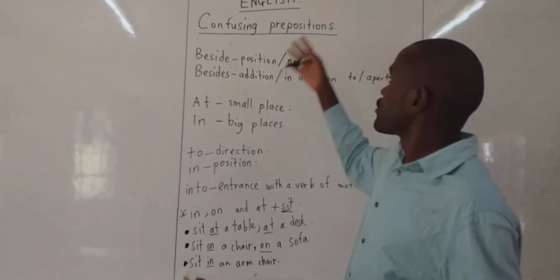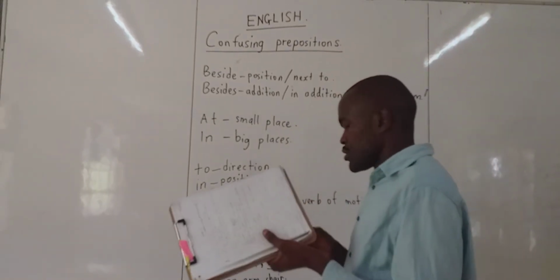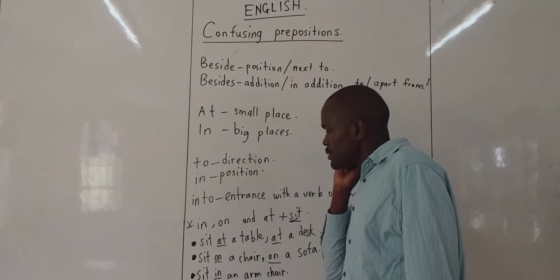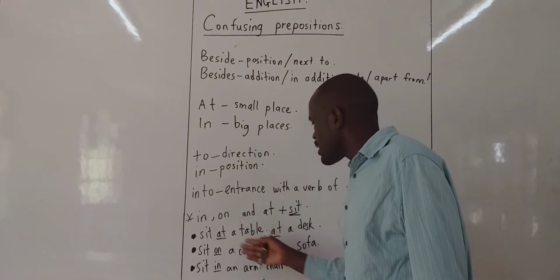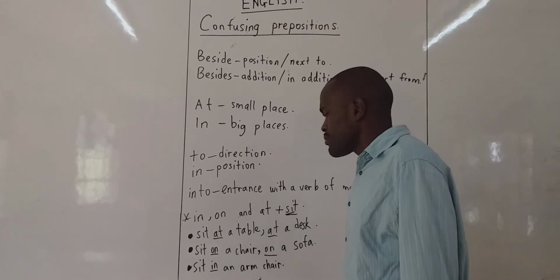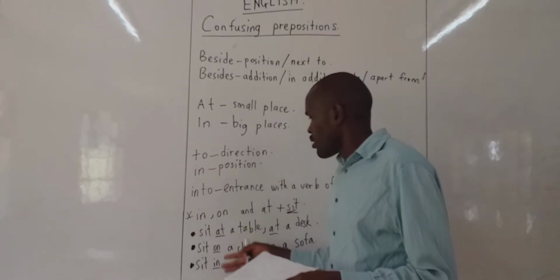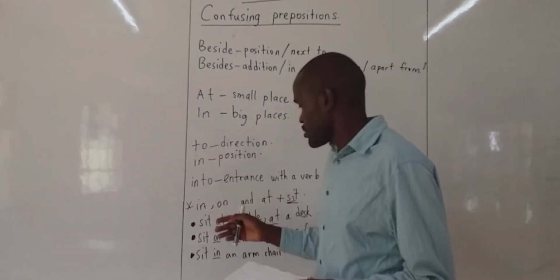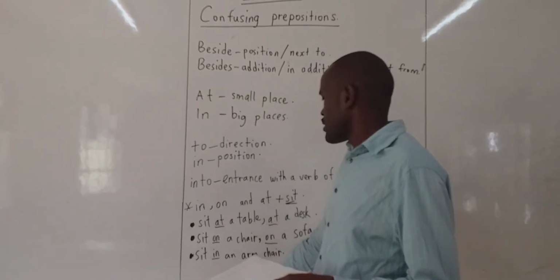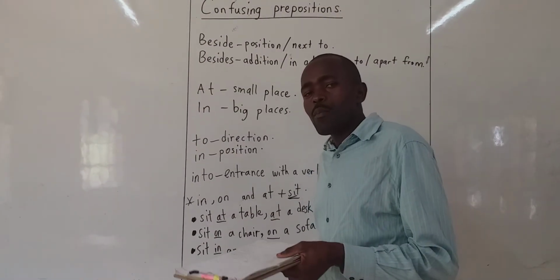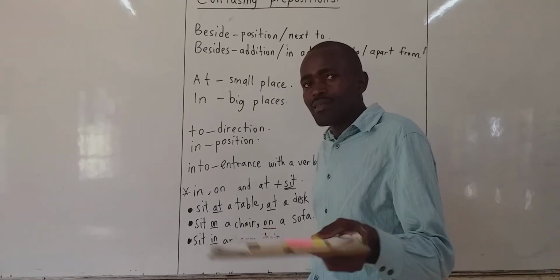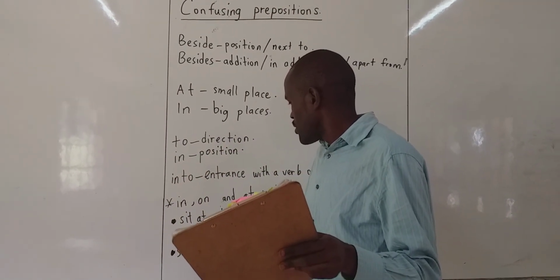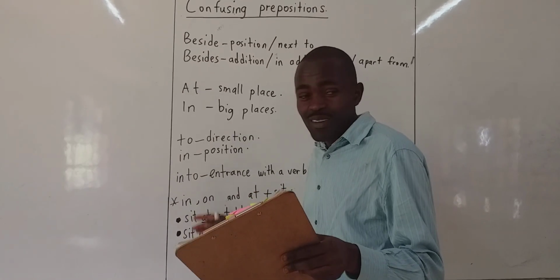Remember, we are talking about confusing prepositions. So you may get confused. Why do you say sit on a chair, sit in an armchair? You have to know when to use on, in, at. So these are some of the examples we can use. So you can go practice on use of these.